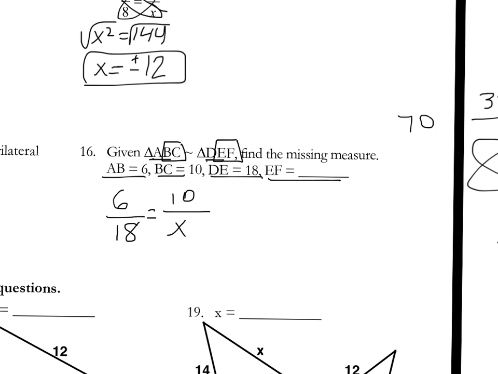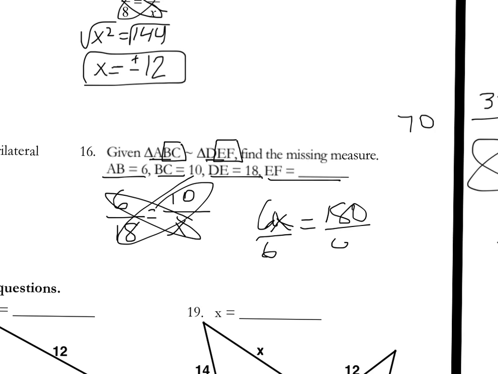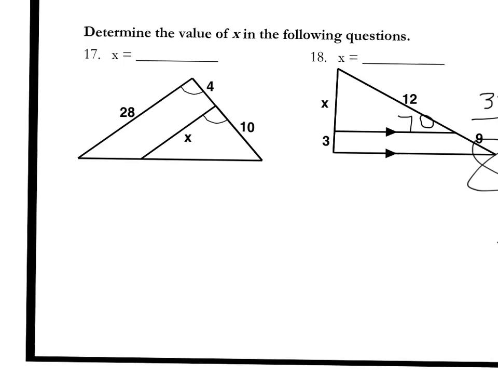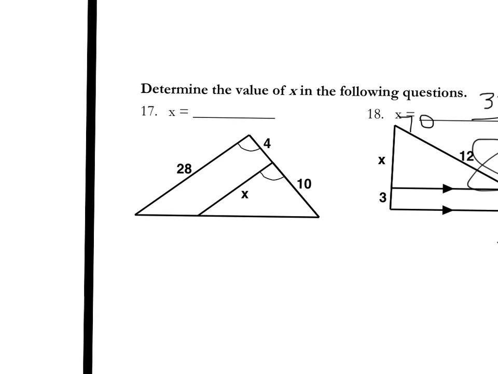Okay, so I put them in position, because if you look right here, AB is corresponding to DE, and BC is corresponding to EF. Okay, so now I can cross multiply. 6x equals 10 times 18, which is 180. Divide by 6, x equals 30. There we go. Almost done here, guys. We got 3 more questions, all similar triangles.